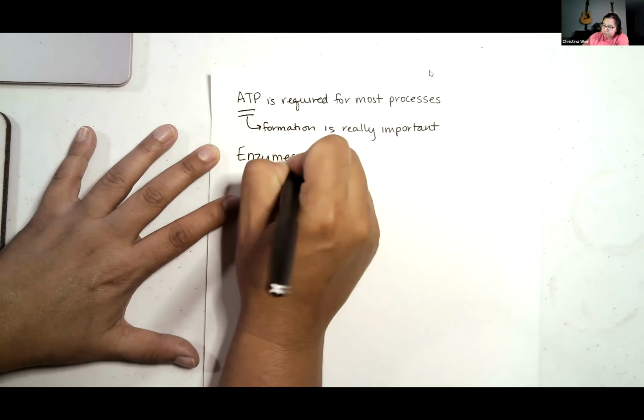So special proteins that help regulate chemical reactions are called enzymes. They're responsible really for two things: they speed up chemical reactions, and they also coordinate reactions.